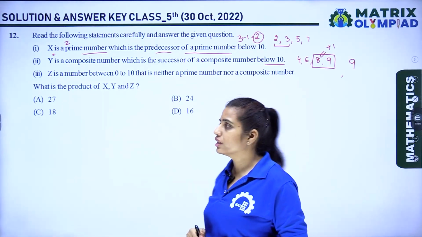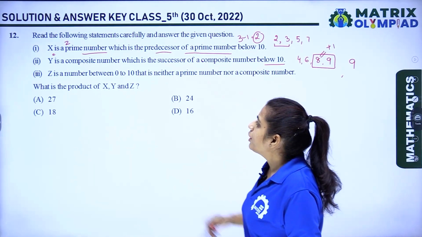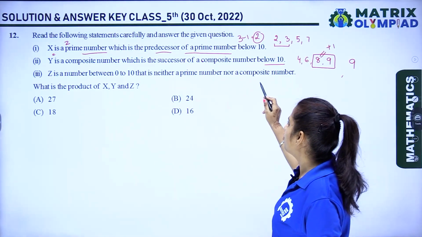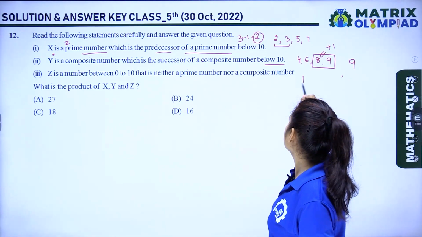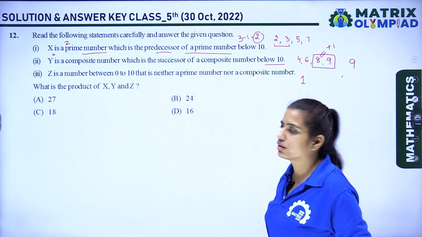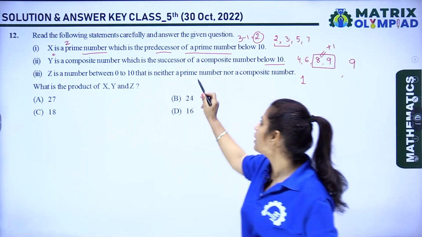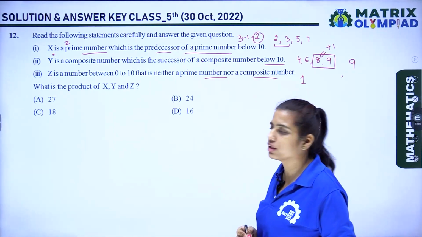Now, the third, z, is a number between 0 to 10 that is neither a prime nor a composite. It means the value of z is 1, because only 1 is neither prime nor composite.